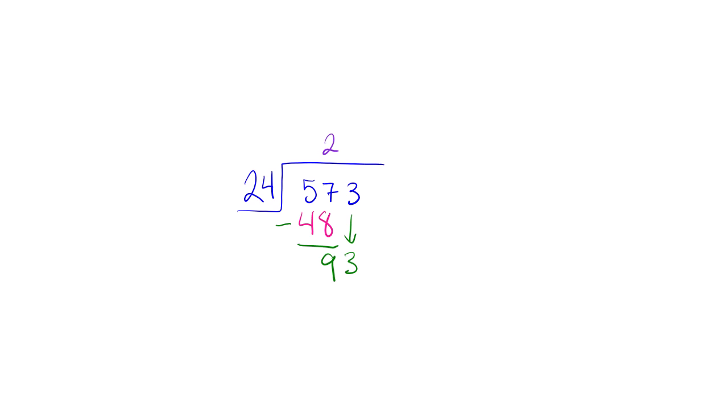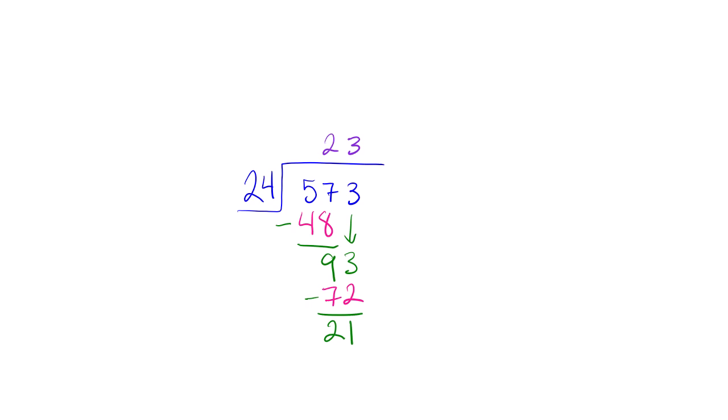And 24 times 4 would be 96, so it's not quite what we need. So we need to go down to 3, right? So then 3 times 24 would be 72. All right, and then what would we do? We'd subtract again, right? And so we would get 93 minus 72 is 21.